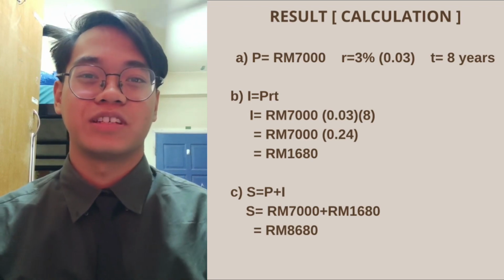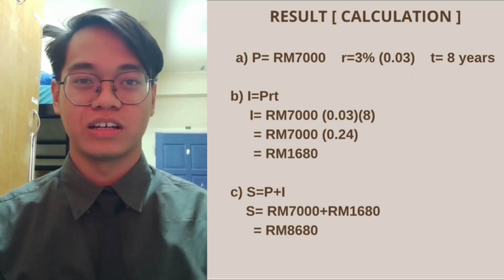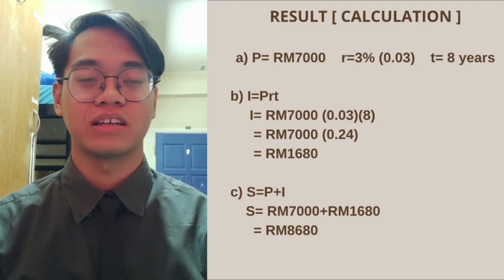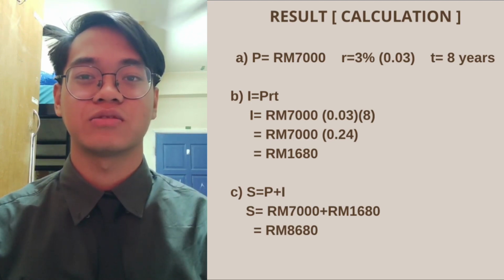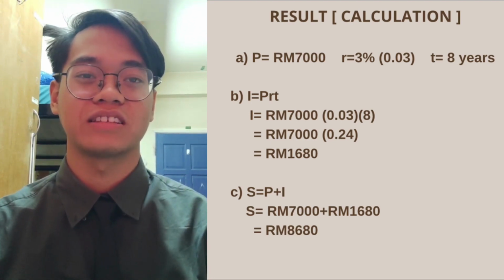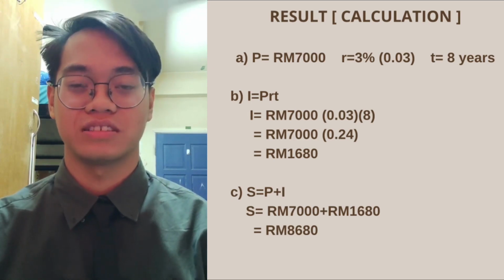The answer for question A is P equals RM7000. R equals 3%, changed to 0.03. And lastly, T equals 8 years.